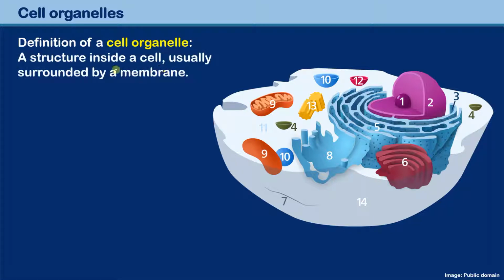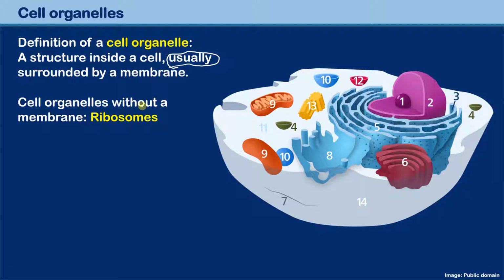A cell organelle is a structure found inside a cell, usually surrounded by a membrane. I know, this word usually, what does usually mean? Well, that's what I'm going to try to explain here. There are cell organelles that do not have a membrane, and these are the ribosomes. And over here you see these dots, these are the ribosomes which are found on the rough endoplasmic reticulum, which is made of a membrane, but the ribosomes themselves are not surrounded by a membrane.